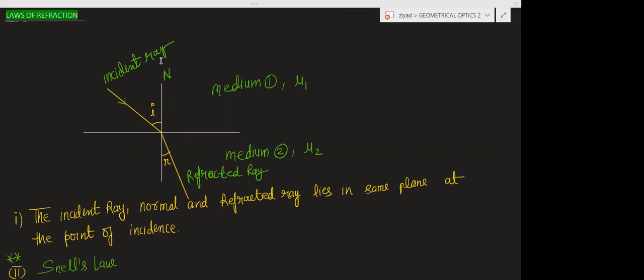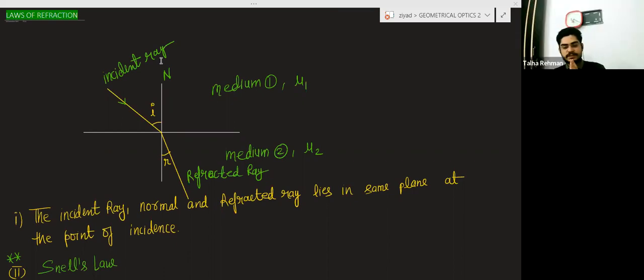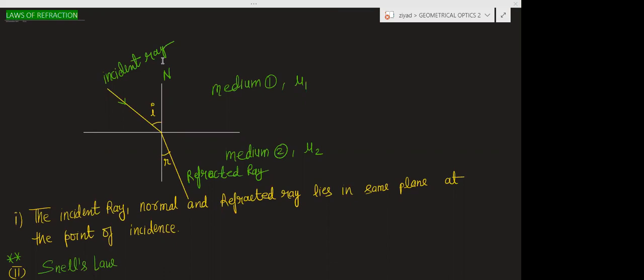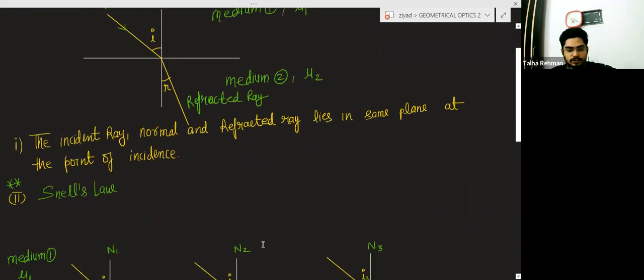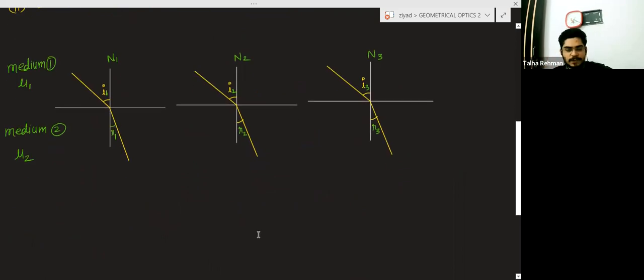Yes, sir. The second law of refraction is Snell's law. So the second law basically tells that there is a relation between the angle of incidence and the angle of refraction for a given pair of media. It means if you are not changing the medium, then this relation will be valid. So what is that relation? I will explain totally.